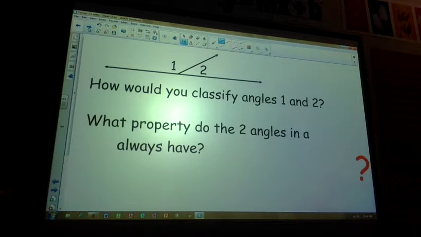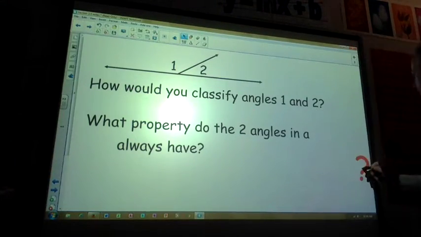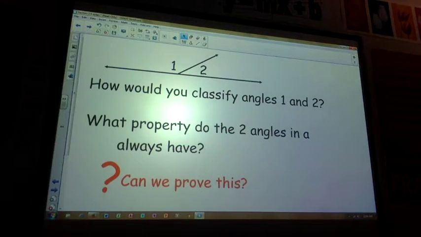How would you classify angles 1 and 2 just by looking at them? Supplementary. What property do the two angles always have? Angle 1 plus angle 2 equals 180. Can we prove this? Probably.